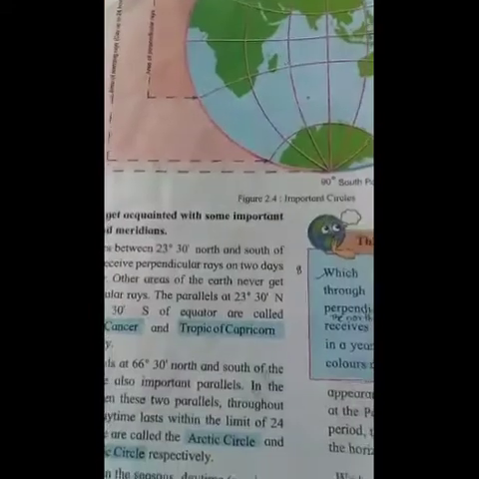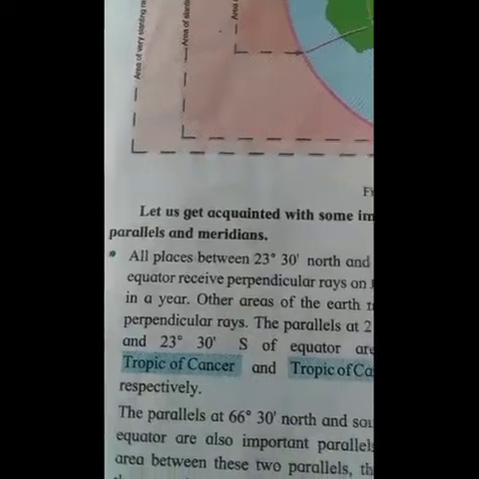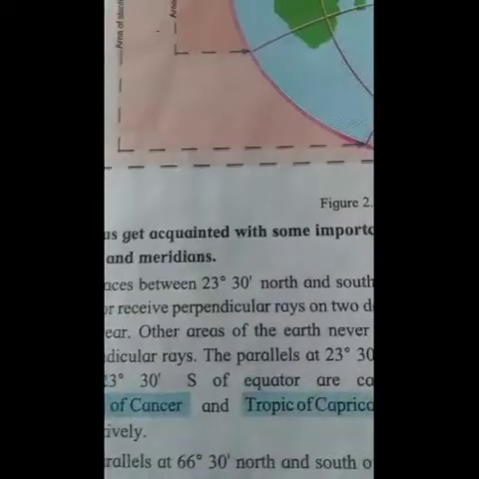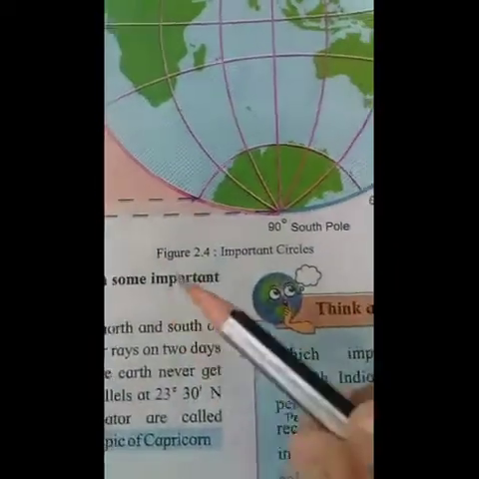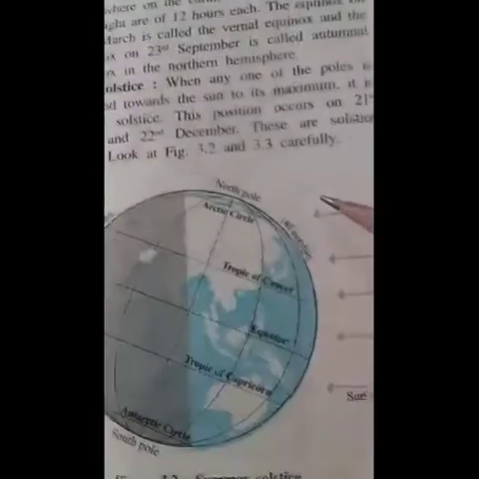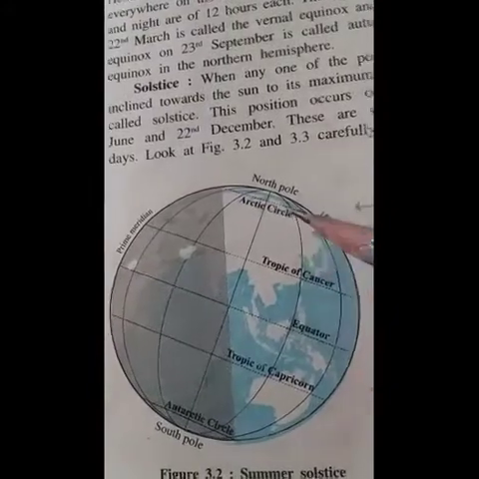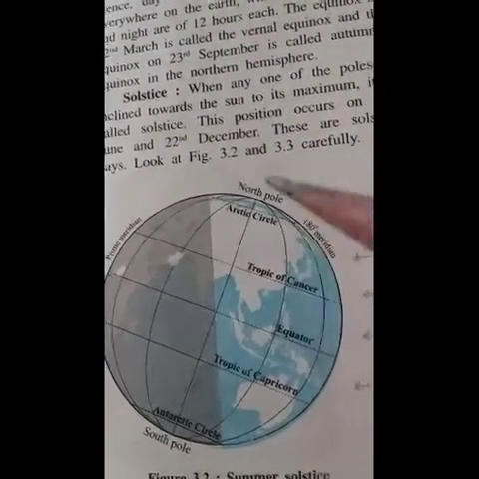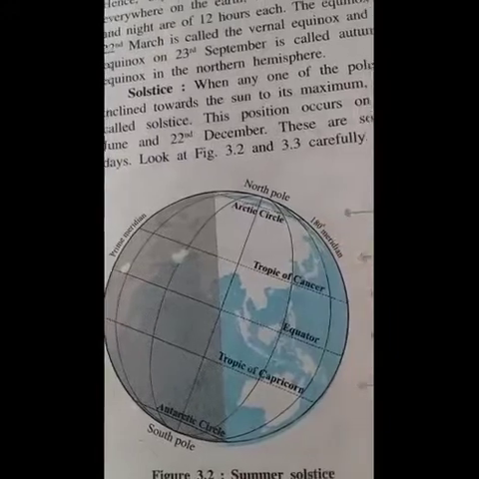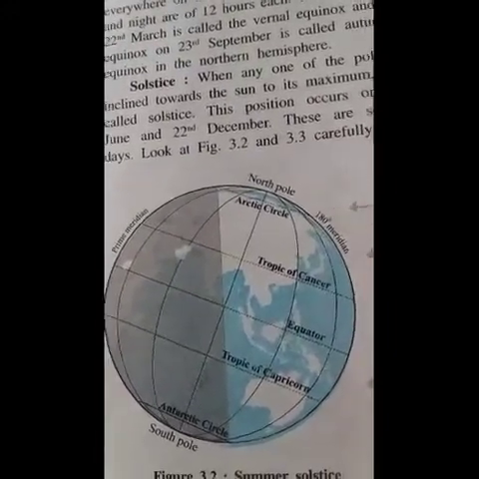Let us see. Now take out your textbooks and turn to page number 12. Let us get acquainted with some important parallels and meridians. Observe figure number 2.4, important circles. At first, we will see the motions of the earth, Earth's axial motion and Earth's orbital motion. First, we will see Earth's axial motion.